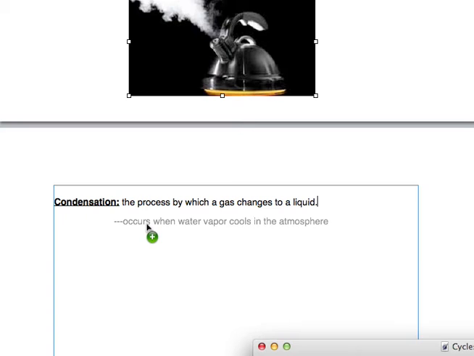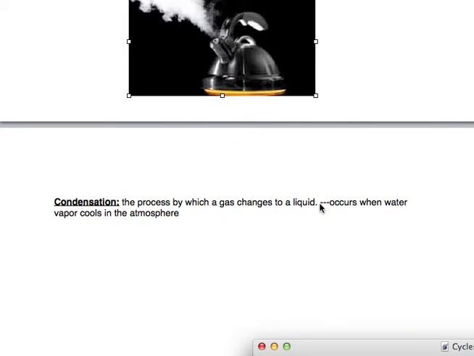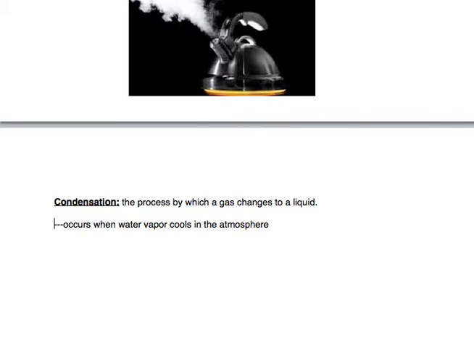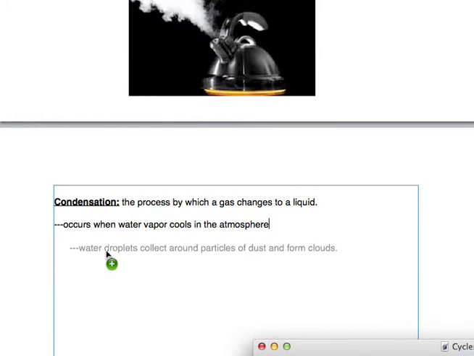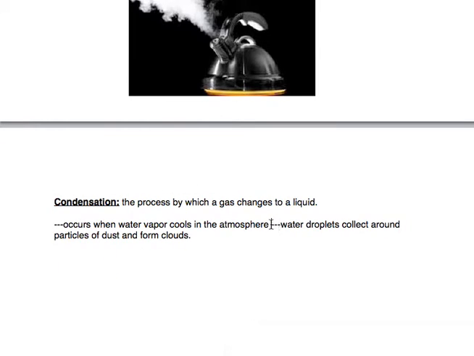So anytime this water that has been able to escape the liquid form because it's gotten enough energy in the form of heat suddenly meets with cool water, it turns back into a liquid form. So the water vapor cools and it collects. These little water droplets end up collecting around particles of dust and they end up forming clouds. So I have a little picture of what that looks like.